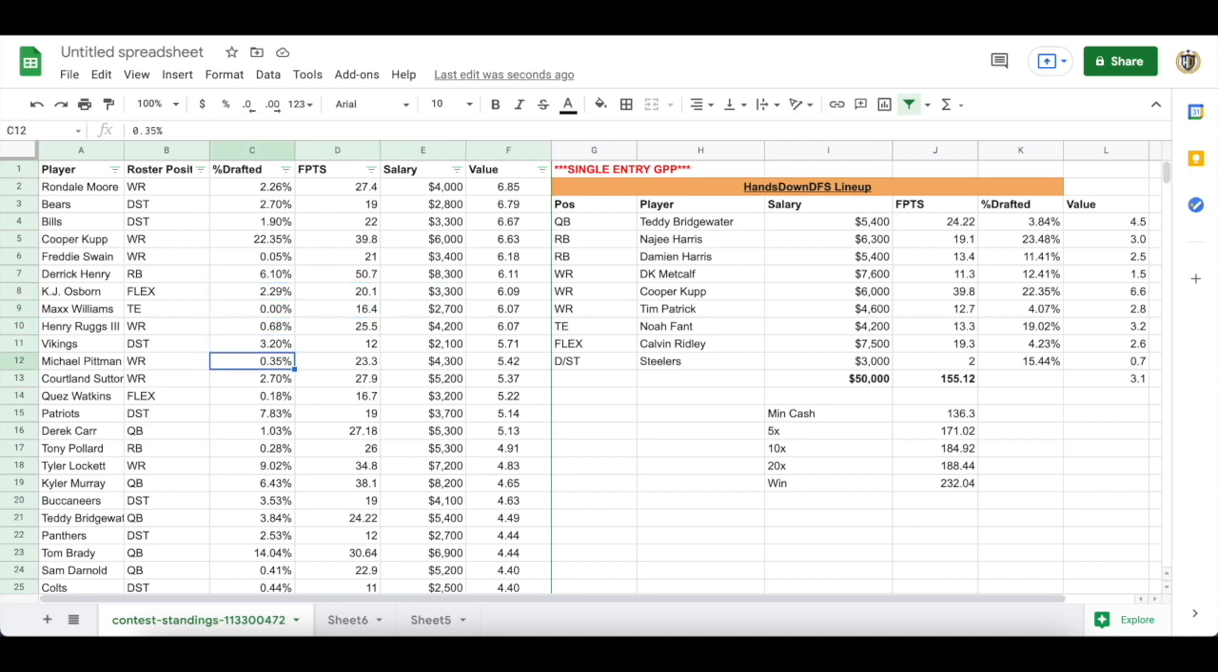Henry Ruggs, we just talked about. Pittman, once the news came out that Parris Campbell wasn't playing, so they're down 2 of their top 4 receivers, Pittman and Pascal became great plays at 0.35% owned, 4,300.